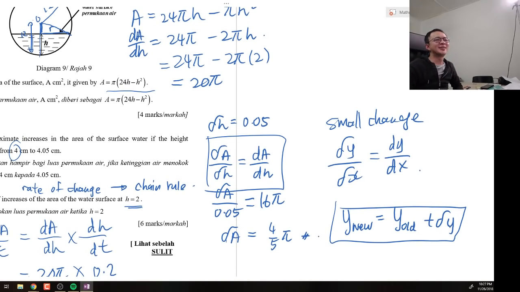Pencil is only used to draw the diagram. Please don't use pencil to answer the paper. Only for graphs and diagrams. Any drawing thing, then only you use pencil.